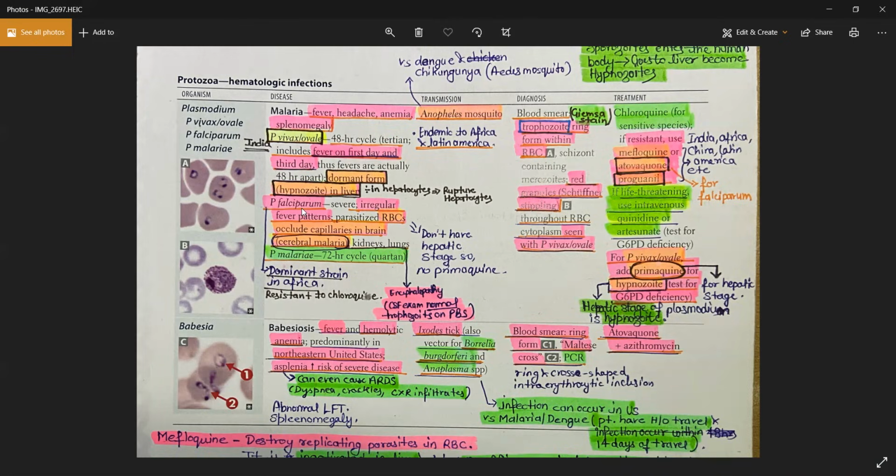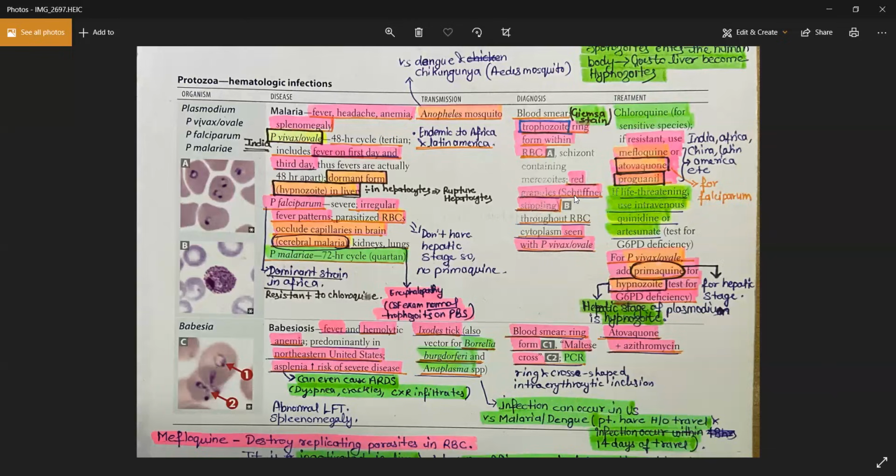And you need to know that almost all strains of falciparum have become resistant to chloroquine. So whenever Step 1 asks you the treatment of Plasmodium falciparum, you do not give the patient chloroquine, but you give the patient atovaquone or proguanil. Very important, atovaquone or proguanil.